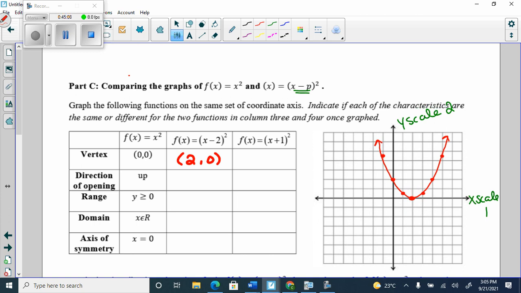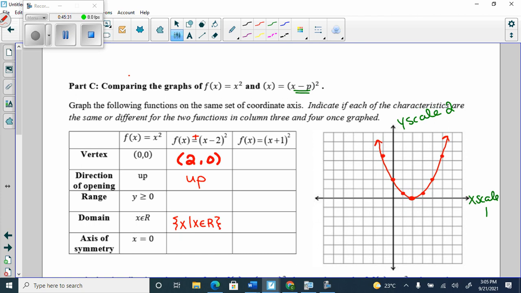So my vertex is at 2, 0. What's the direction? Up. Why is it still up? Because there's nothing there. There's a positive sign in front, correct? I need a negative in there to make that baby go down. Okay, what's my domain? It's still going on forever, still on its side. So it's still x such that x is the reals.